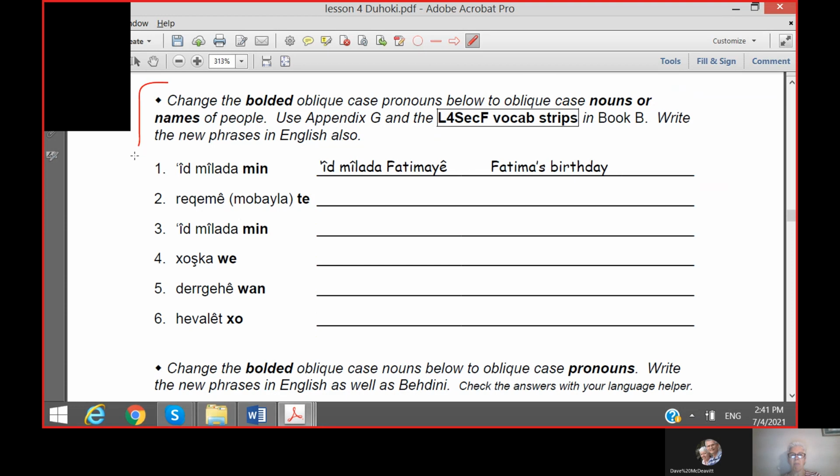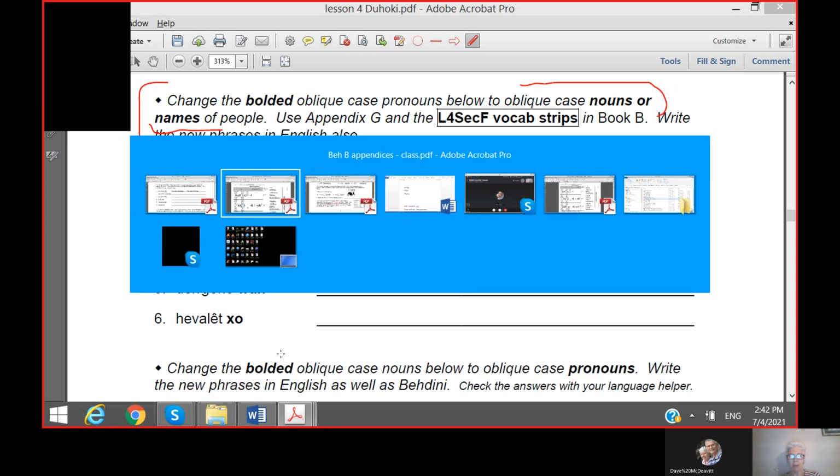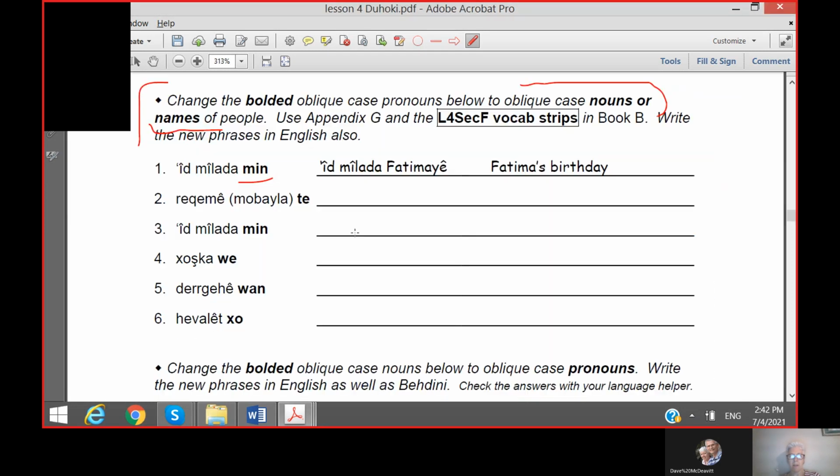Now change the bolded oblique case pronouns below, like men, to nouns or names of people. And again, they have to be in the oblique case. Use your Appendix G and the vocabulary strips in Book B. Write the new phrases in English also. So, for example, we're going to change men, okay? So instead of saying my birthday, we're going to say Fatima's birthday, okay?